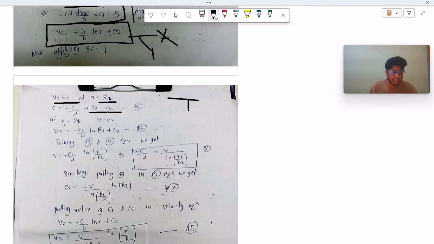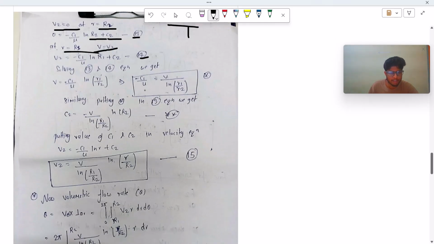And similarly, at r equal to r1, vz equal to v. As our cylinder or wire is moving with velocity v, the fluid attached to that cylinder will also move with velocity v. From there we can conclude that at r equal to r1, vz equal to v. Solving equations 13 and 14, we get minus c1 by mu equal to v upon ln r1 by r2.